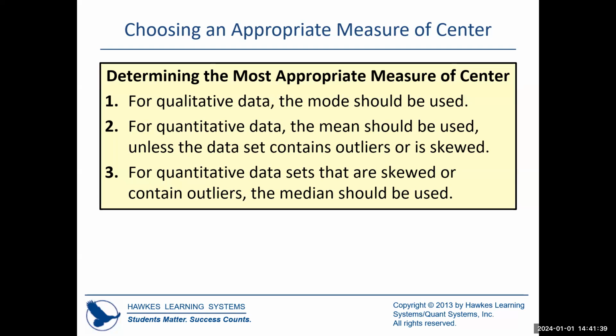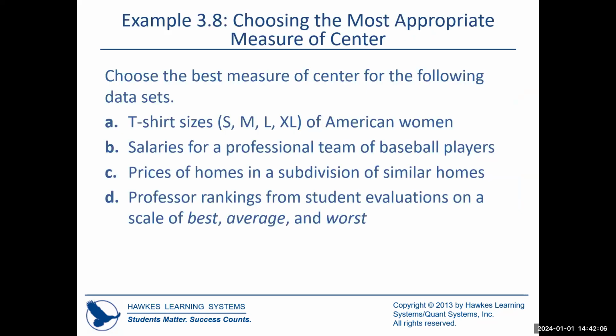For quantitative data, it depends. If your data has outliers, then you need to use the median. If the data does not have outliers, then you need to use the mean. So it's going to depend on the data. If the data has outliers, the median is the best case. Why is the median better if there are outliers? Because it's only based on position. So you're going to have to pay careful attention to the data.